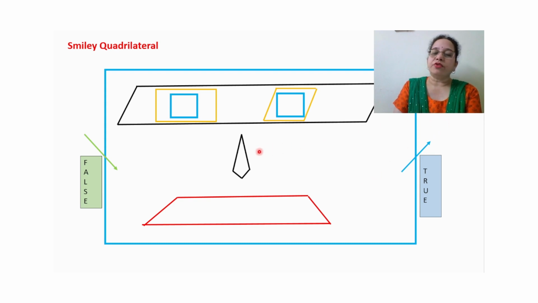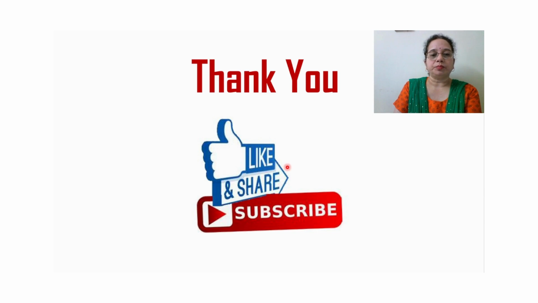Kite is totally different from a parallelogram, and a trapezium is also different from a parallelogram. So the three, square, rectangle and rhombus, we define in terms of a parallelogram. These are the parts of a parallelogram, but kite and trapezium are totally different.